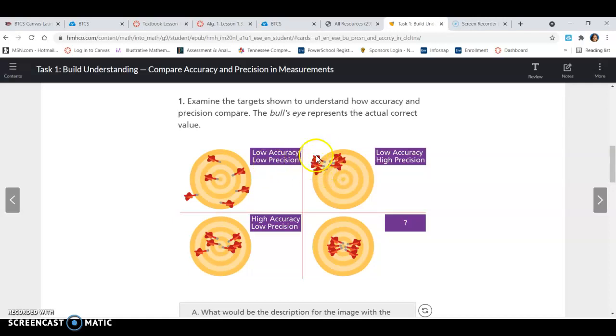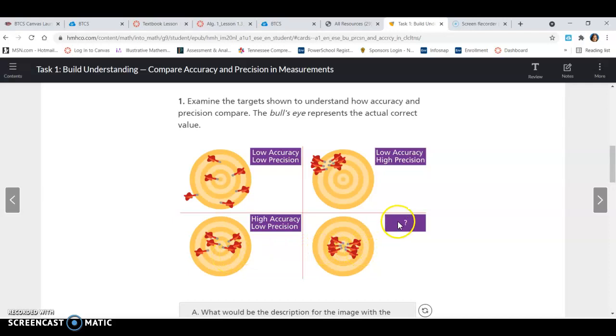All right, over here, this says it's low accuracy, but high precision. The low accuracy is because you want it to be at the bullseye. You can see that none of the darts are close to the bullseye. High precision comes because these are all clustered together. So even though they're not at the bullseye, they're all grouped together. This one is high accuracy, but low precision.